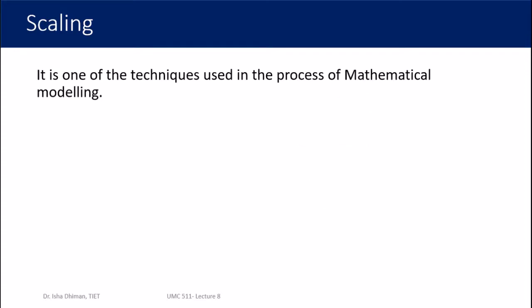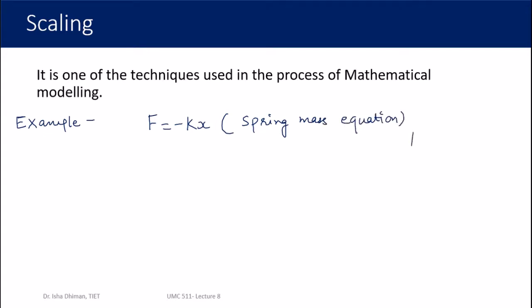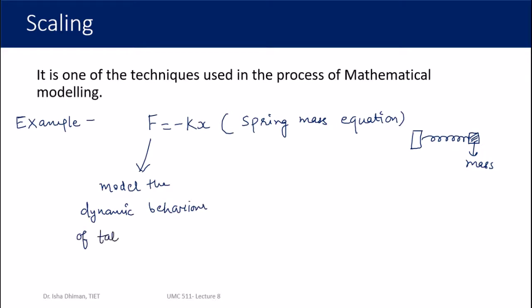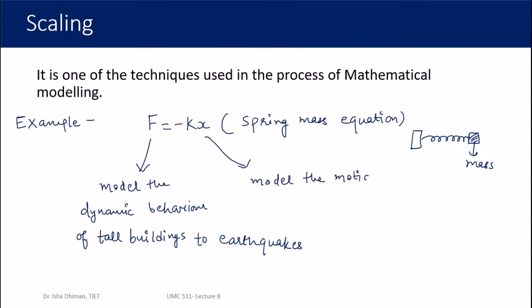To understand it better, let's take the example of the equation F equals minus kx. This is the famous spring mass equation in which a mass is tied to a spring and given some displacement, and then its motion is discussed. This equation is used to model the dynamic behavior of tall buildings in their response towards earthquakes, while it's also used to model the motion of a small diving board.